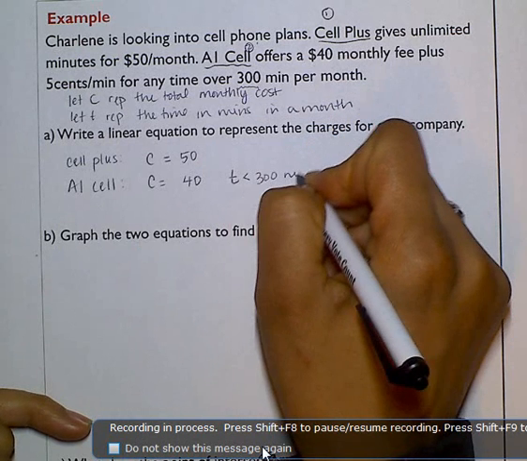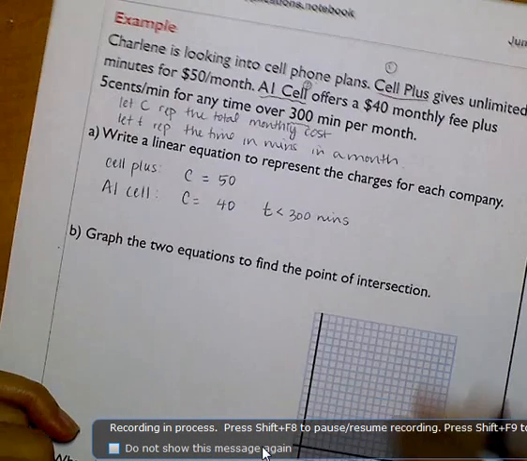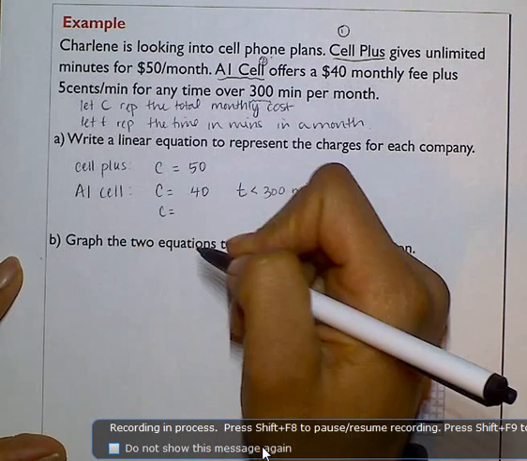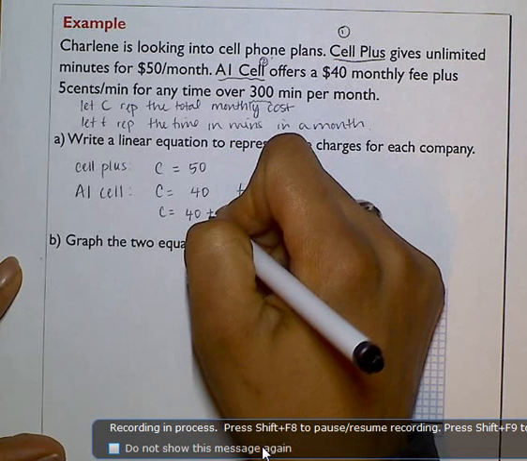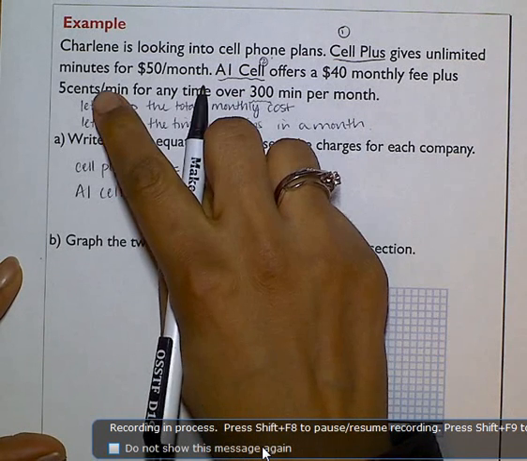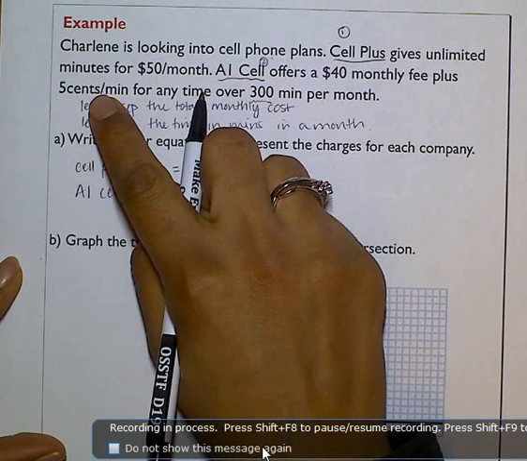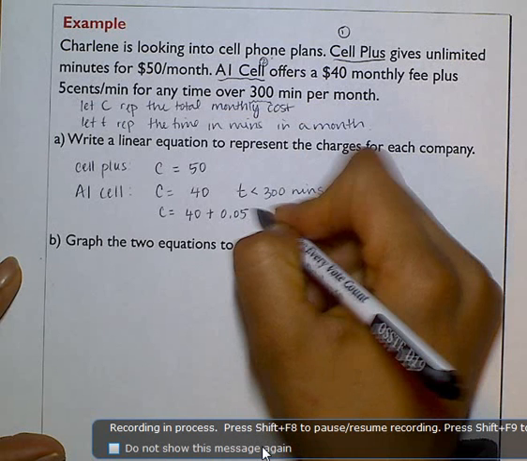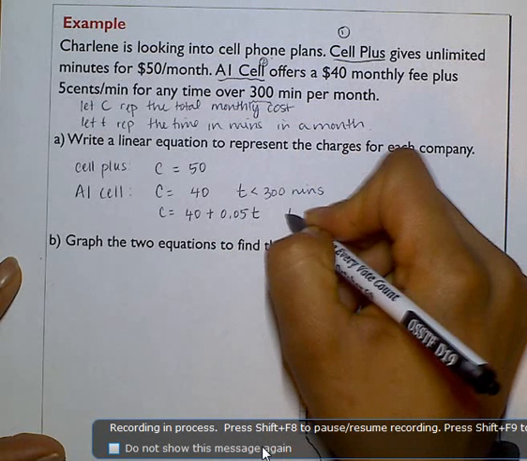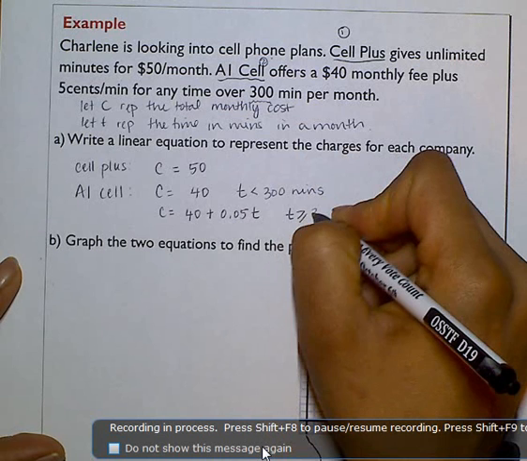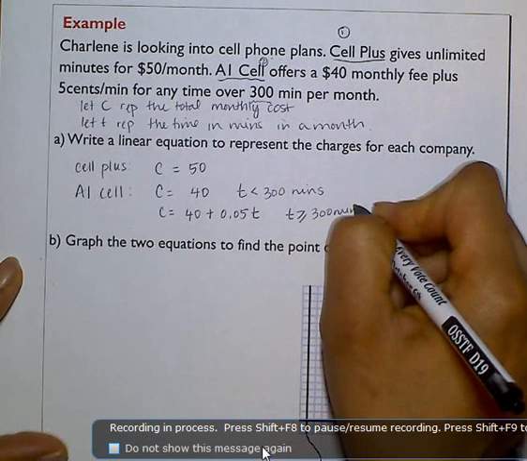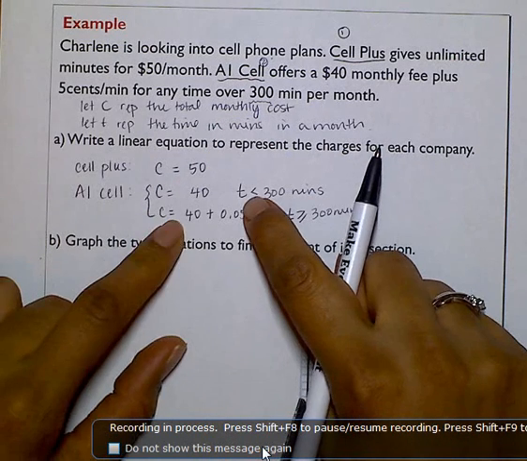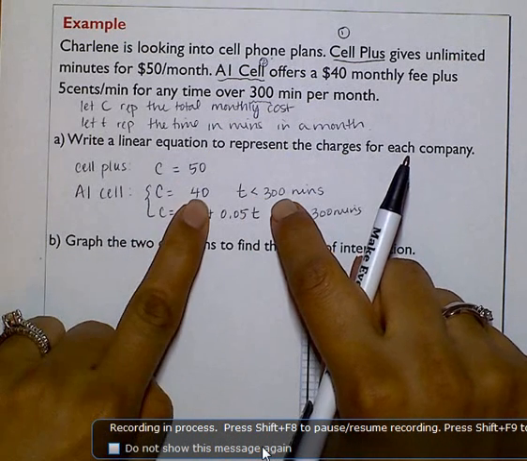So basically what this means is if I use my phone less than 300 minutes, I only pay $40. But if I use my phone for more than 300 minutes, not only do I pay the $40, but I also have an additional charge of 5 cents for every minute of usage. Okay, hopefully that makes sense. If not, I will clarify that in class as well. Alright, so now that we got our two equations, in this case it's partially three equations because the second one has two different parts. So we've got the equations to find the point of intersection.